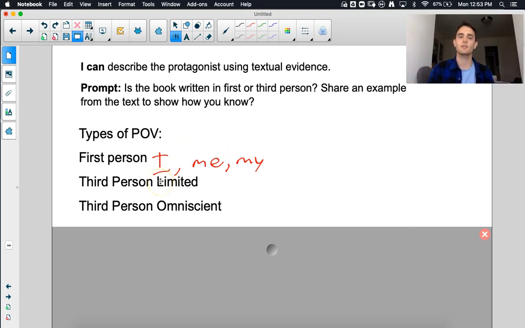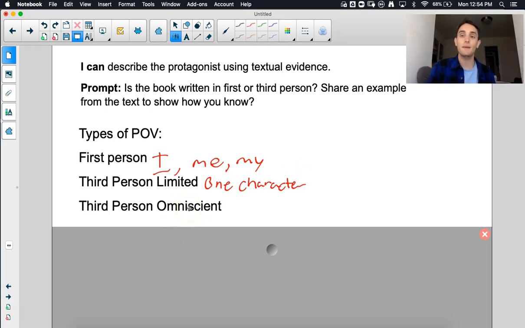Now, third person is a little bit tricky, because it can fall into one of two categories. You can have third person limited, where you know just one character. So you know everything about that one character, and they might reference other characters, but you don't really get to know their thoughts or what's going on in their head. So it might refer to one character as John did this, John talked with this, John had this feeling. That would be third person limited.